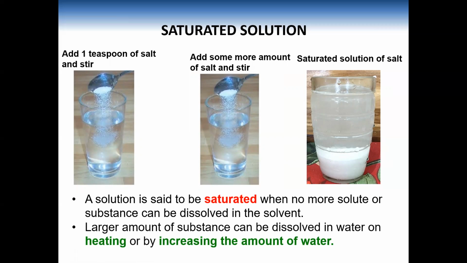A larger amount of substance can be dissolved in water on heating or by increasing the amount of water. If you provide heat to this solution, then the salt will again start dissolving in water. Or if you increase the amount of water, then also salt will start dissolving in it. So by increasing the temperature and by increasing the amount of water, we can easily dissolve a particular kind of substance in a solvent. With this, we have completed the chapter.